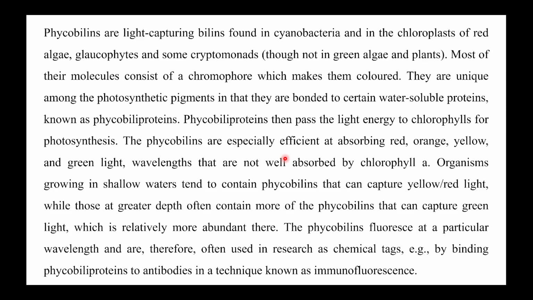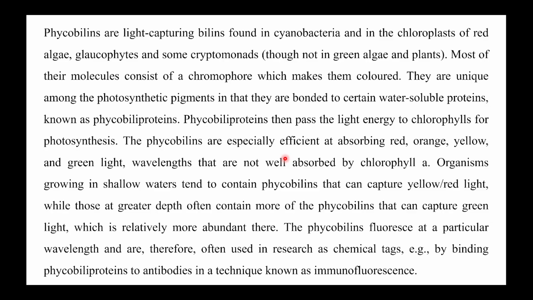Organisms growing in shallow water tend to contain phycobilins that can capture yellow or red light, while those at greater depths often contain more of the phycobilins that can capture green light, which is relatively more abundant. Now, for organisms living at the very bottom of the deep sea, natural light will not enter, right? But light of a wavelength in the green region can still reach those parts. So you need a pigment that can absorb that particular wavelength.